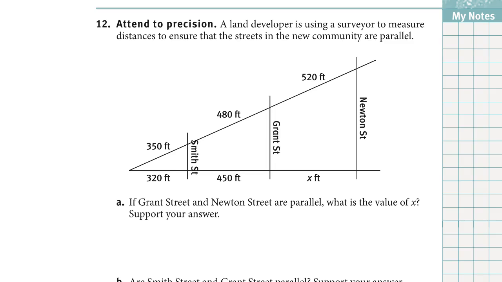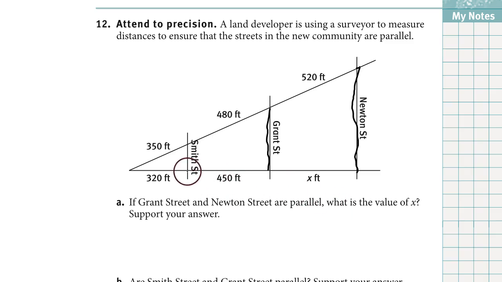Well, that problem had no real-world context to it. Let's work on one that has more to do with the surveying scenario we've been using. A land developer is using a surveyor to measure distances to ensure that streets are parallel. If Grant Street and Newton Street are parallel, then what must be the value of X? So here we have Grant Street and Newton Street. We know that they're parallel. That means we can create proportions, but we have to match up the correct parts.